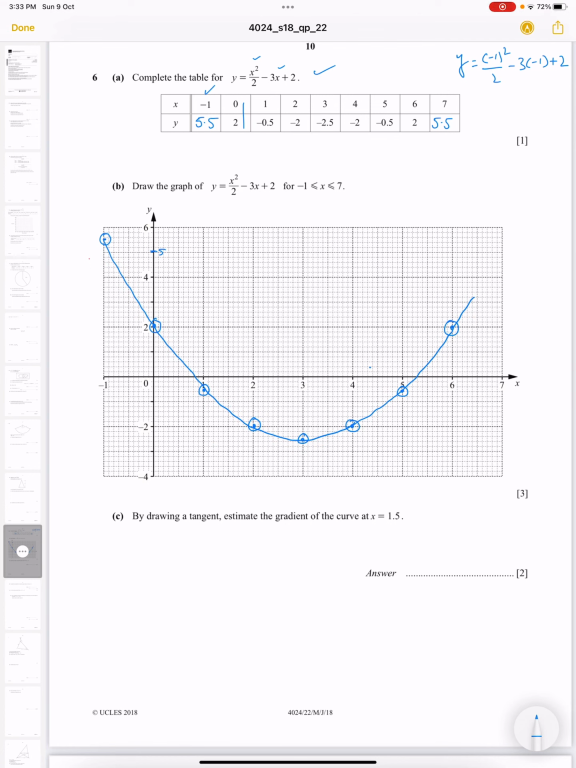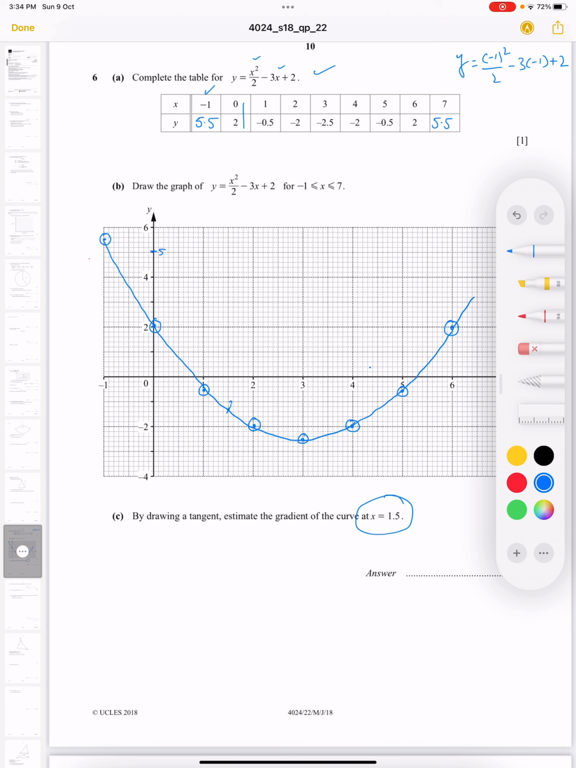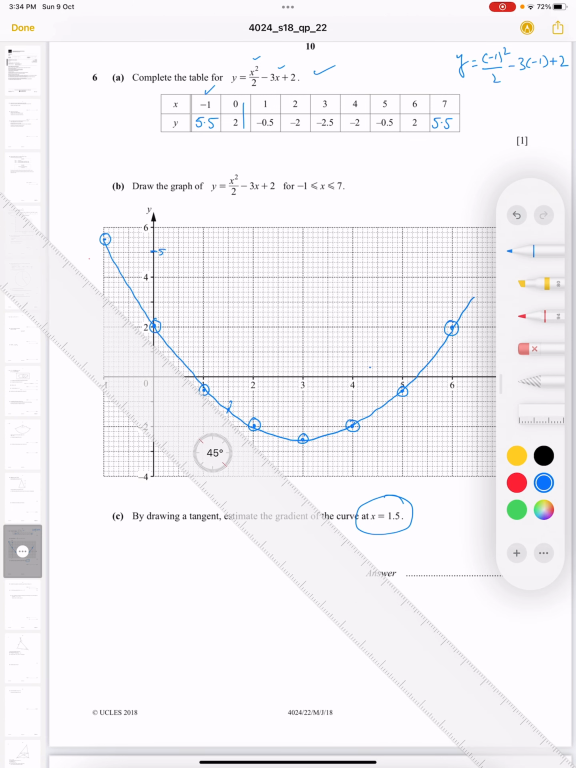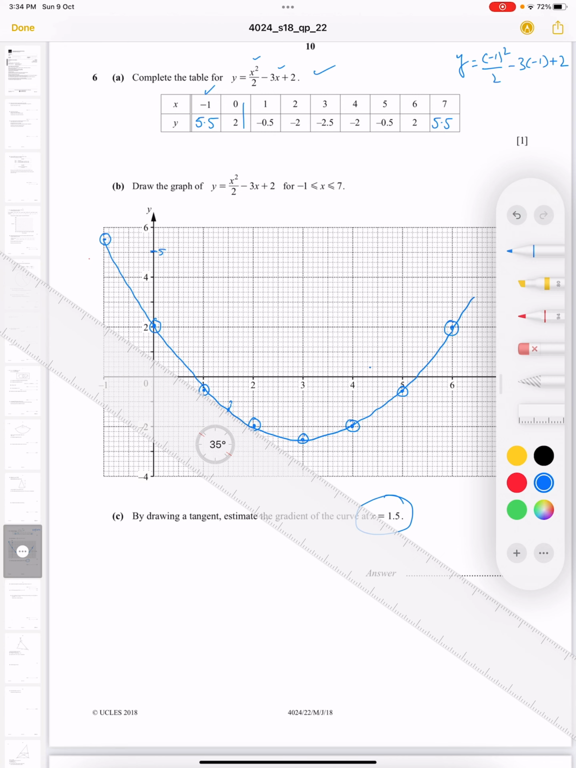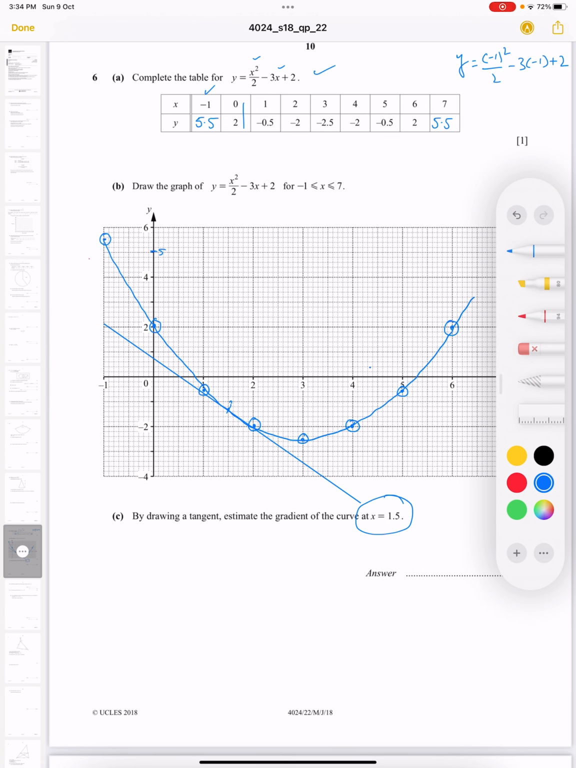So the graph is drawn. Now the next part is, by drawing a tangent, estimate the gradient of the curve at x is equal to 1.5. Here we have x is equal to 1.5 on the curve, it is here. So they are saying by drawing a tangent. So let's draw a tangent over here. That's the tangent. So now we have to estimate the gradient of this curve.